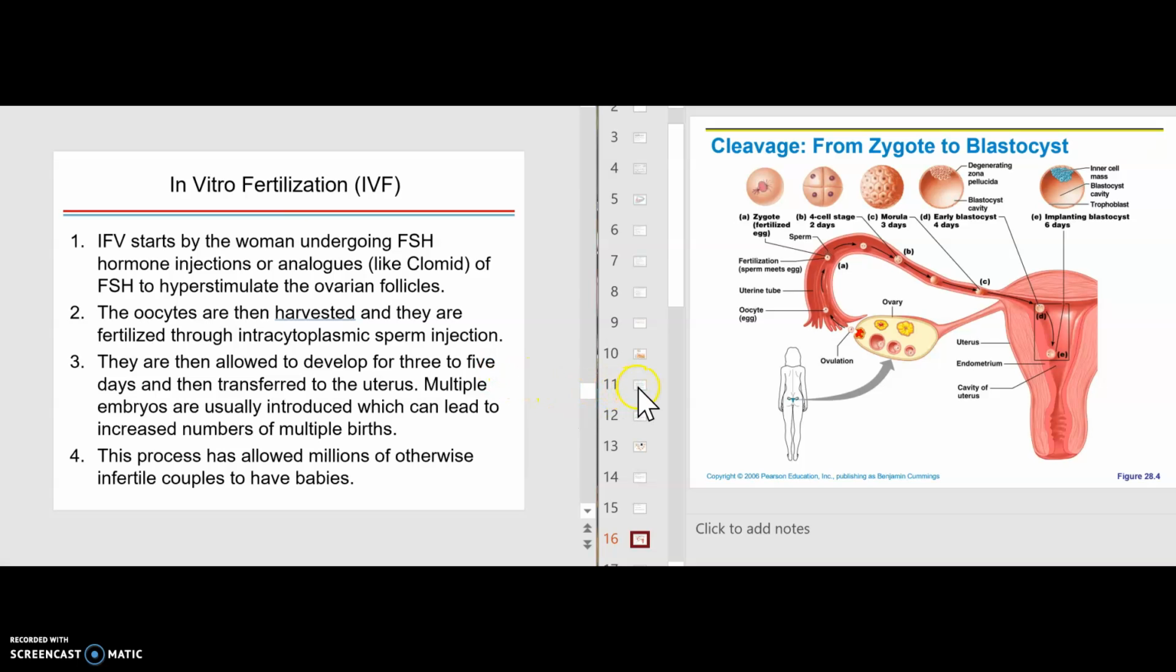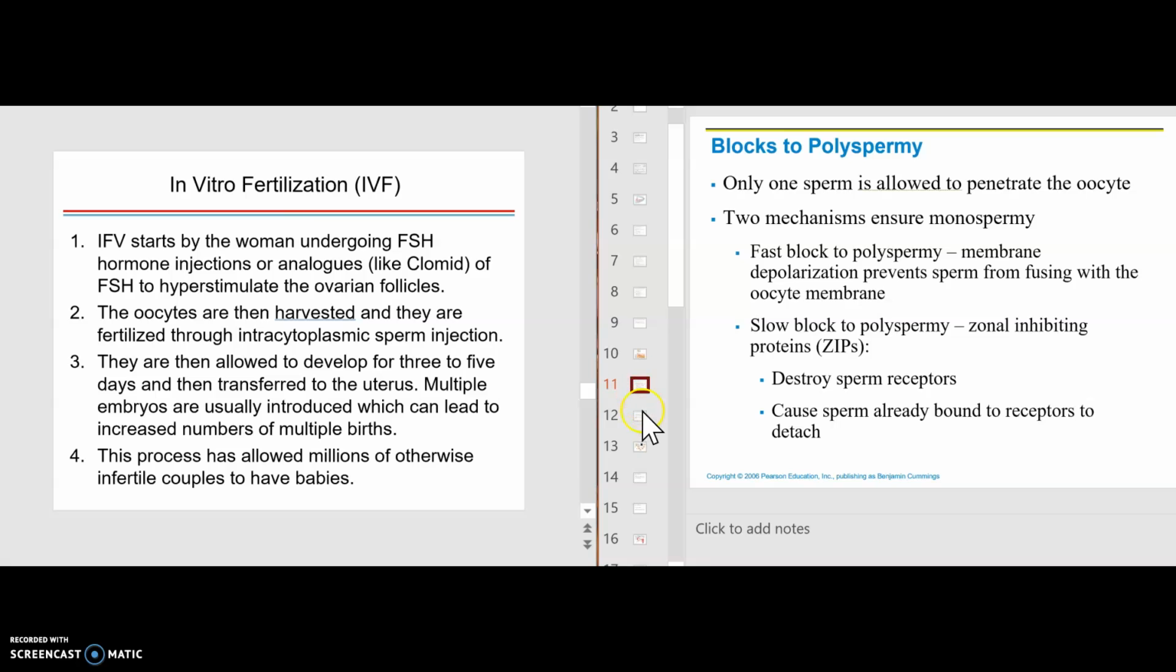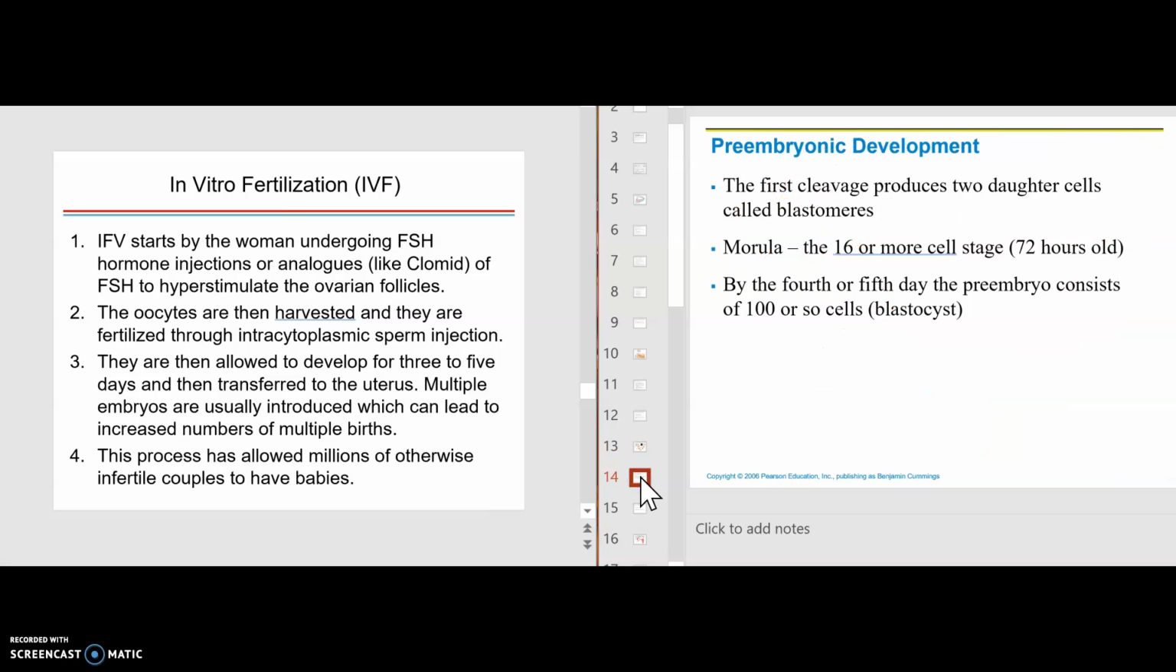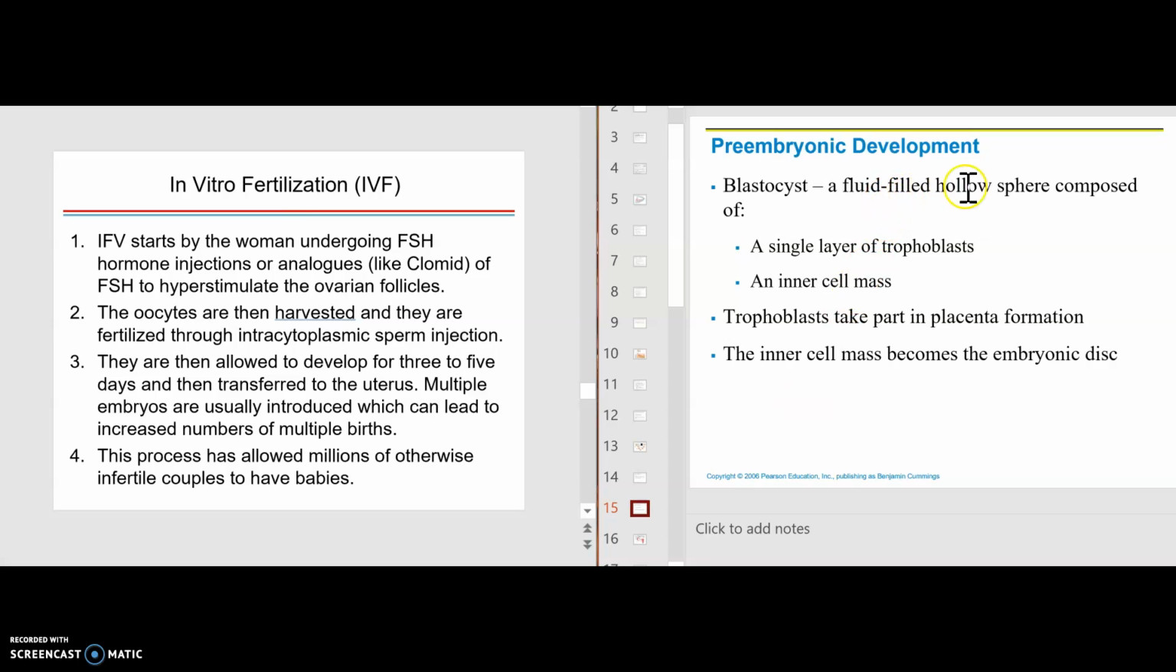So now I go to this here. Okay, come back here. The first cleavage produces 2 daughter cells called blastomeres, then the morula, which is the mulberry. By the 4th or 5th day, the pre-embryo consists of 100 or so cells called the blastocyst. Okay. The blastocyst is a fluid-filled structure composed of a single layer trophoblast and inner cell mass. Okay. The trophoblast takes part in placenta formation. The inner cell mass becomes the embryonic disc where the person develops from.